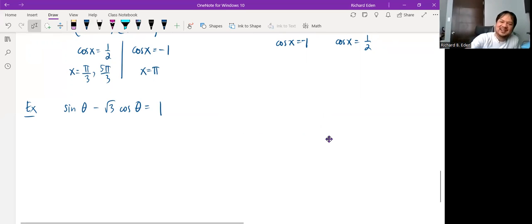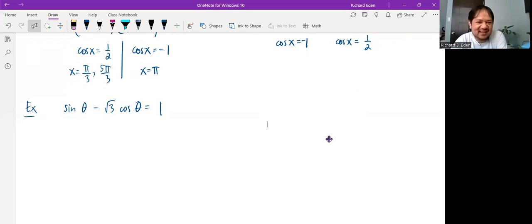Okay, so sine theta minus the square root of 3 cosine theta equals 1. So again, convert to sine and cosine. Sine theta minus square root of 3 cosine theta equals 1. Problem solved. That's it. So, this is challenging, no?